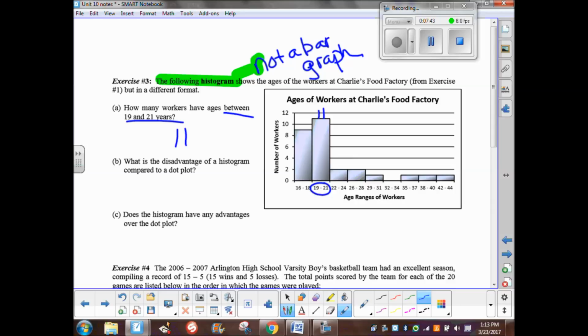What's the disadvantage to having this data in a histogram as opposed to the dot plot? Yeah, you can't see the exact ages. You have a range of ages.